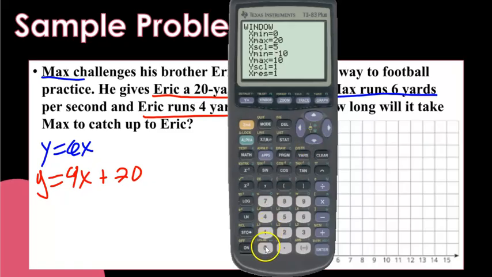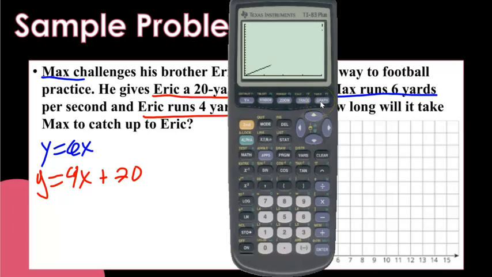That y minimum, the distance, I'm going to say is 0. The maximum, I don't know how far they're going to run, so let's just say 200 yards. And here we're going to count by tens.